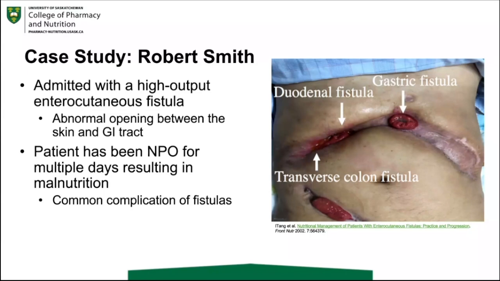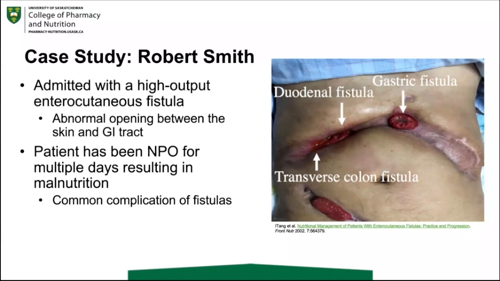Our patient, Robert Smith, has a high-output enterocutaneous fistula, which is an abnormal opening between the skin and GI tract. Fistulas may develop as a result of trauma, surgery, or digestive disorders. As a result of the fistula, the patient has been deemed NPO, which stands for nothing by mouth, for multiple days and is becoming malnourished. This is a common complication of enterocutaneous fistulas.